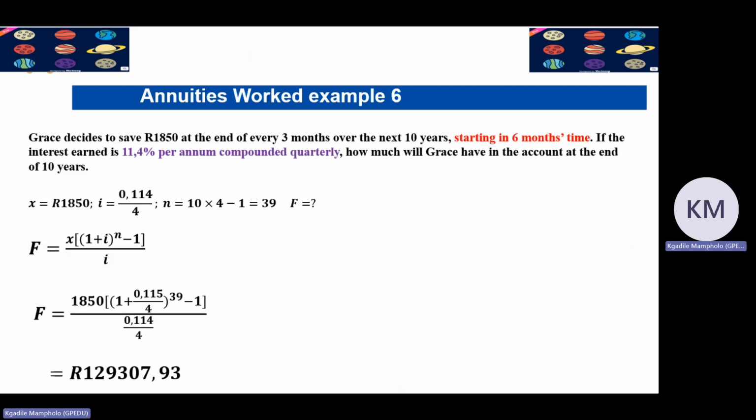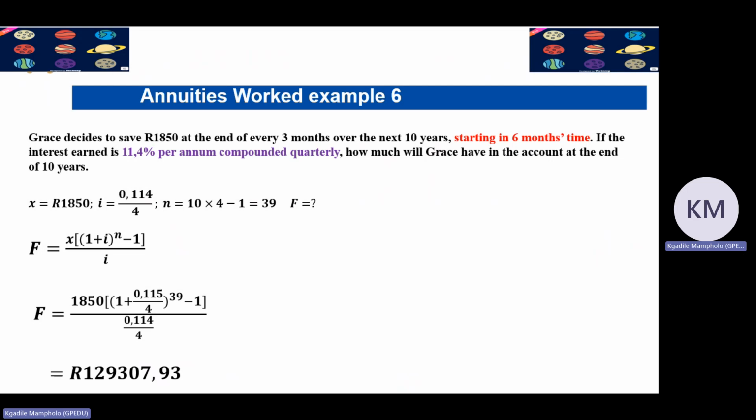Let's collect data. X will be 1,850. Then I, you convert percentage to I, then you say 11.4 divided by 100, then you divide by 4 because it's compounded quarterly. In this case, if Grace starts in 6 months' time, remember this is compounded quarterly, and a quarter of a year is 3 months. So if you start in 6 months, it means Grace missed the first quarter, which is 3 months.